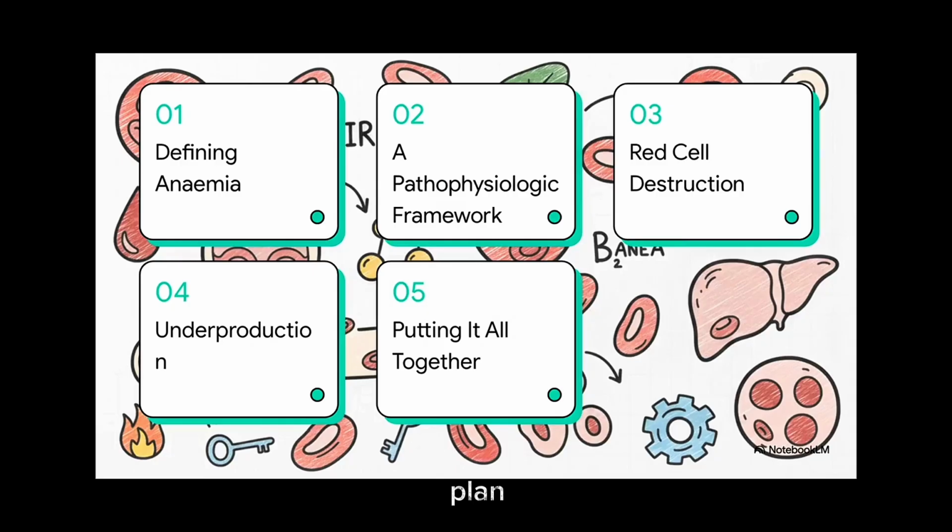So here's our game plan. We're going to build this up, layer by layer. We'll kick things off with a really solid definition, then we'll build a framework so you know how to think about the causes. From there, we'll dive into the big categories with some classic examples. And at the end, we'll pull it all together into a clinical takeaway that you can actually use.